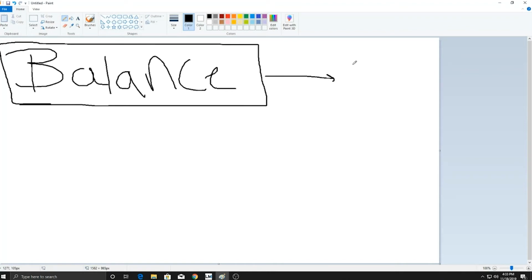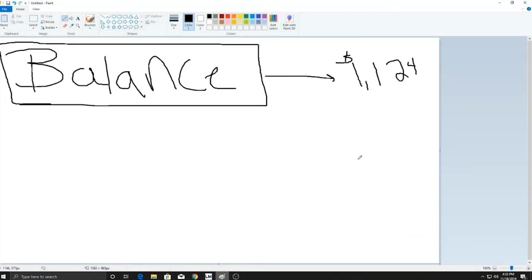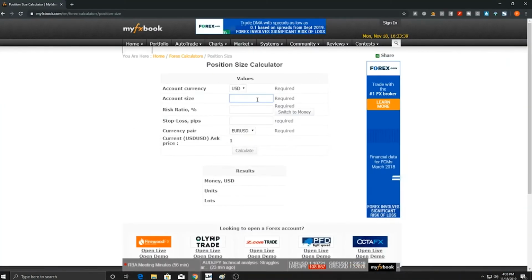Let's say, for instance, you're trading with an account that's got $1,124 in it. That's your balance. The next thing that you do is put the balance under account size. So in this example, we have $1,124, so we're going to put that into our account size. Okay, the next thing you do, this says risk ratio, percent sign.